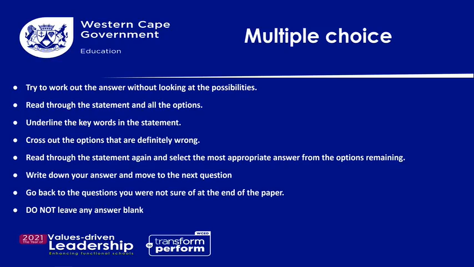Underline the words in the statement. I'm going to have an example that I will show you how to do that. You cross out the options that are definitely wrong. In multiple choice, there will always be options that are definitely wrong and two that are very similar. That makes it a bit more tricky. You read through the statement again and select the most appropriate answer. Now guys, the word is appropriate. There might be two answers there that might look correct, but it is not. So you need to choose the most appropriate one.